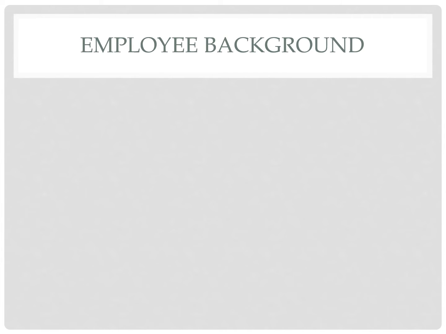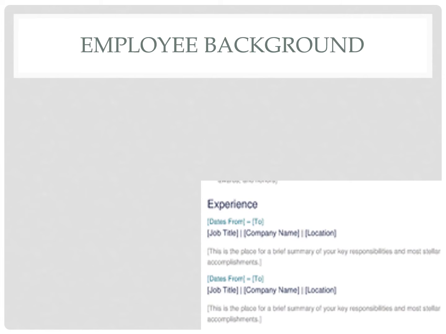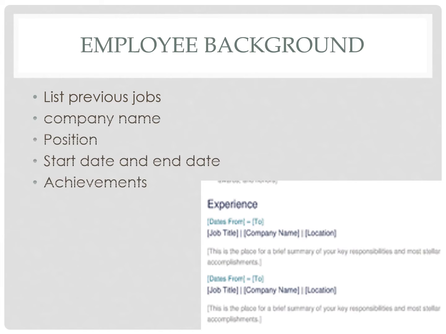Once you've completed the education section, you can now move on to the employee background section. In this section, you will be listing all your previous jobs starting with the first one down. Under this section, you can include the company name, position, start and end date, and your achievements. You can list these all in this order. And under the achievements section, you can list some achievements that you accomplished. For example, if you moved up in a position in your previous job, it can show your employer that you have hard-working ability and that you have experience.